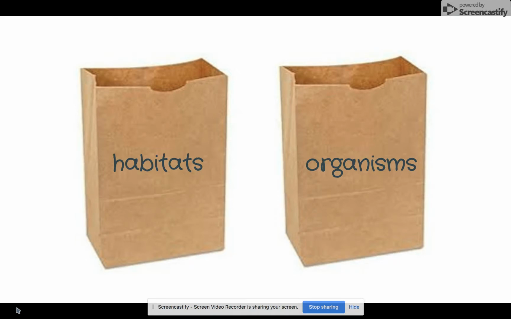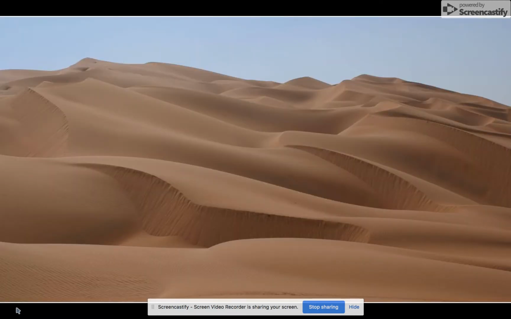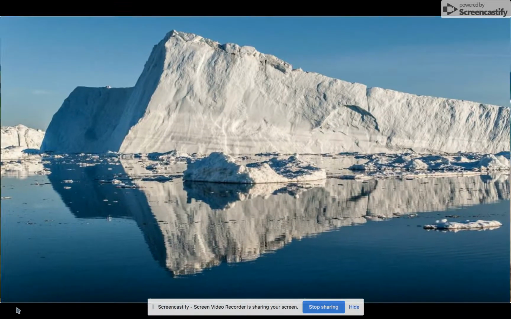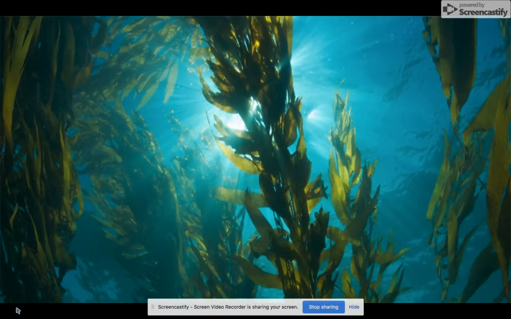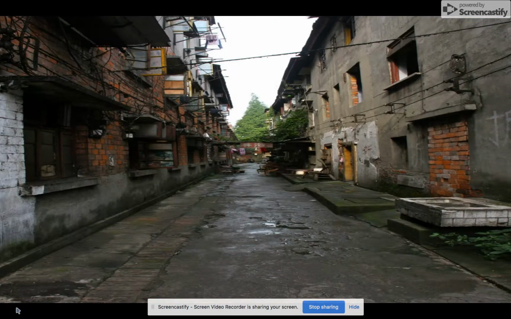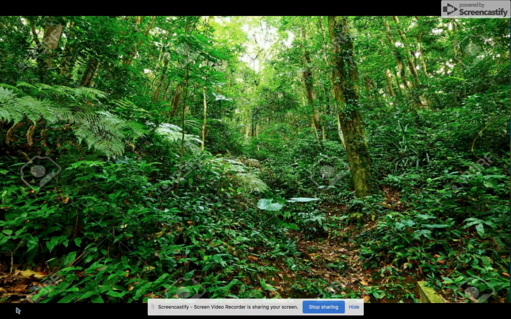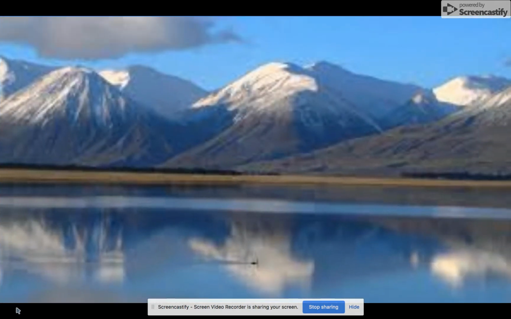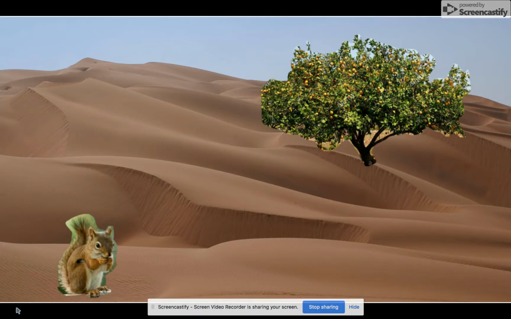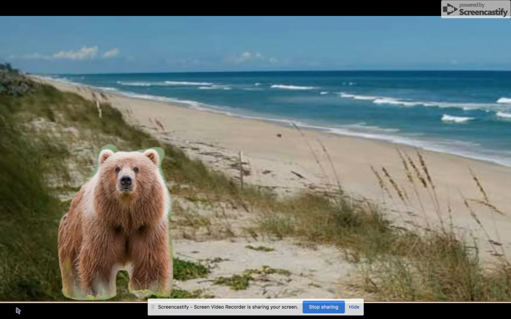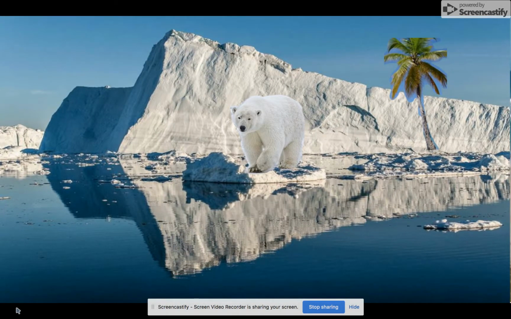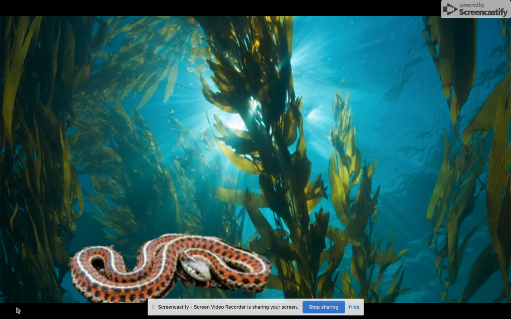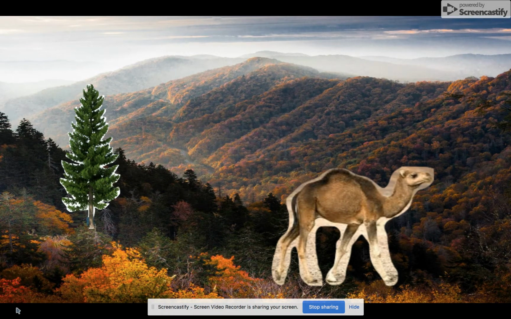You're going to get with a partner and pull one thing from the habitats bag and one from the organisms bag. Once you and your partner chose from the habitat bag, take a moment to consider what type of living environment that would make for the organisms that are living there. What kind of organisms would survive well in your chosen environment? Then consider the organism you chose and if it would survive in the habitat that you picked. Would it survive well, less well, or would it not survive at all?